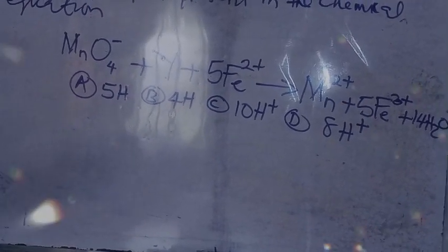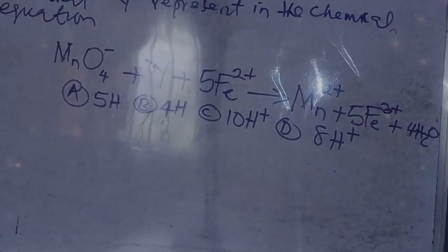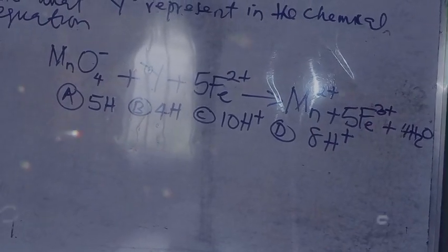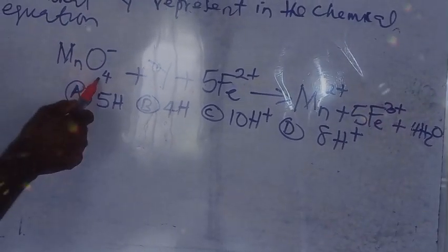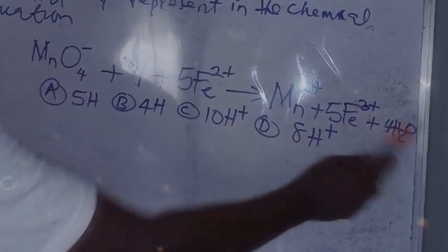The oxygen atom. Sorry, I think this is 4, not 14. The oxygen atom. Take note of that. That is 4, not 14. Okay? Now, let's see. Oxygen is balanced. 4 oxygen atoms here. 4 oxygen atoms here. Okay? Oxygen is balanced.